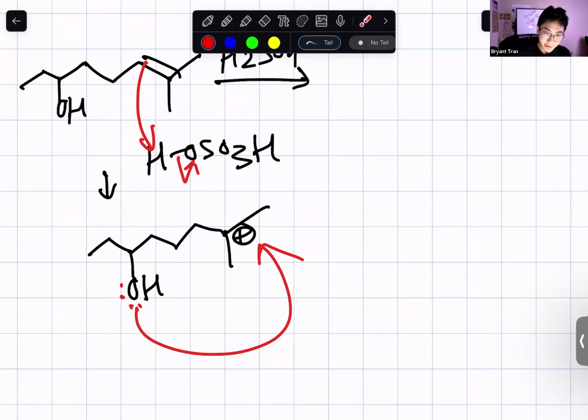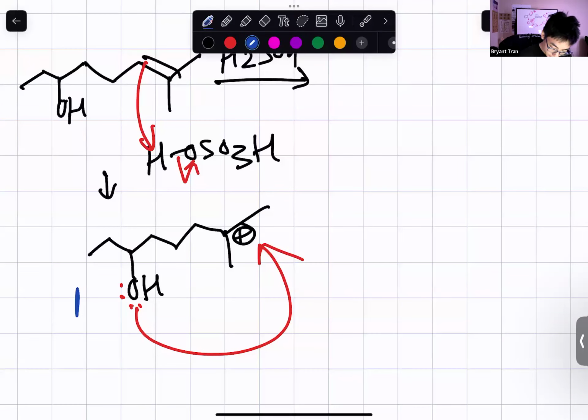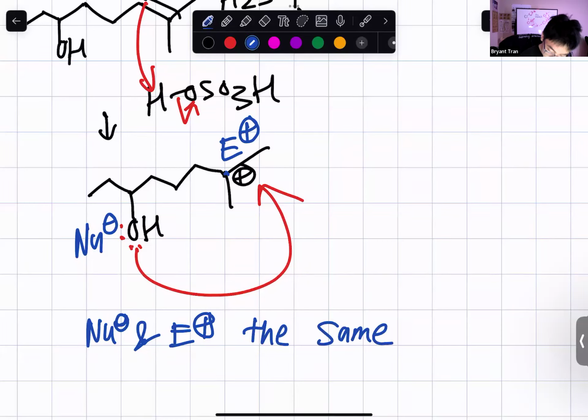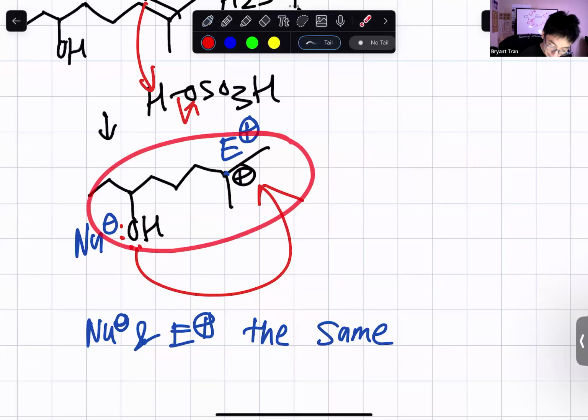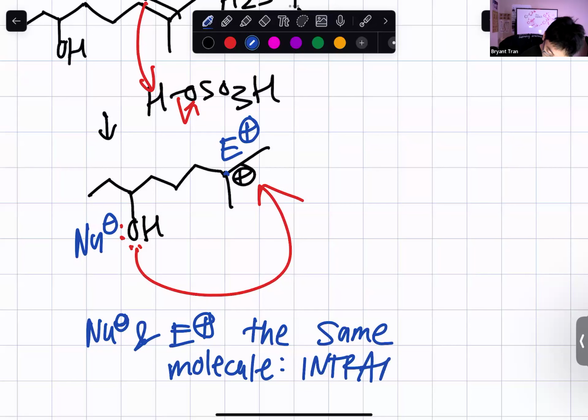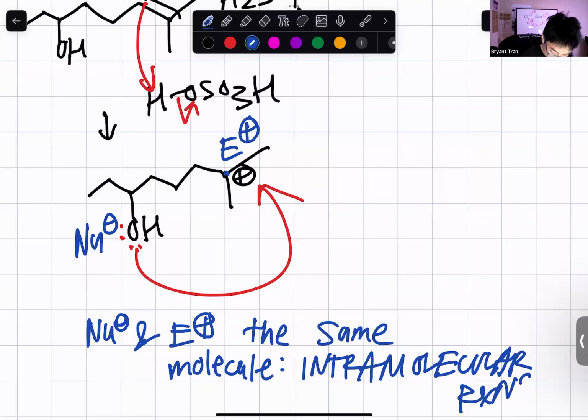Yes. That right there is an intramolecular reaction, because this alcohol oxygen, the nucleophile, is on the same molecule as this carbocation, the electrophile. Whenever the nucleophile and electrophile are on the same molecule, one part of the molecule is attacking another part of itself, that's going to be an intramolecular reaction. There are different types that you learned. This is one of them.